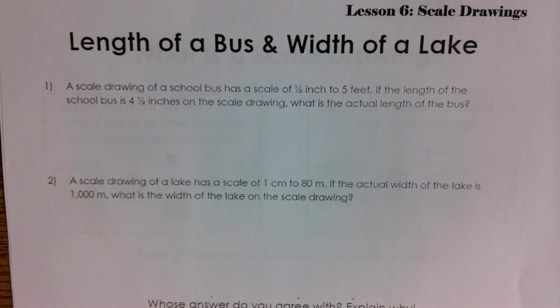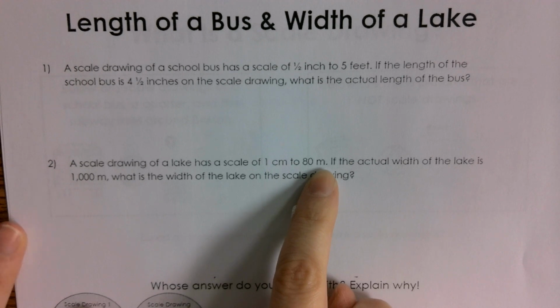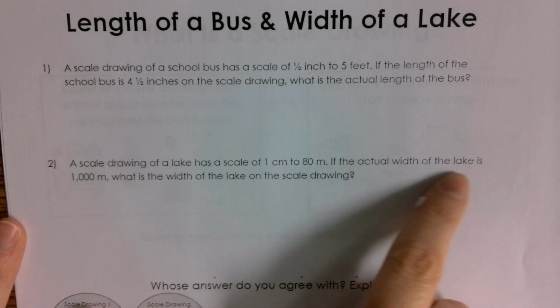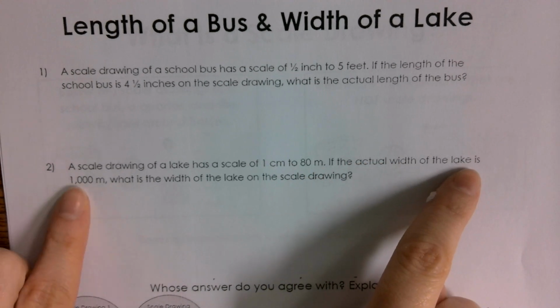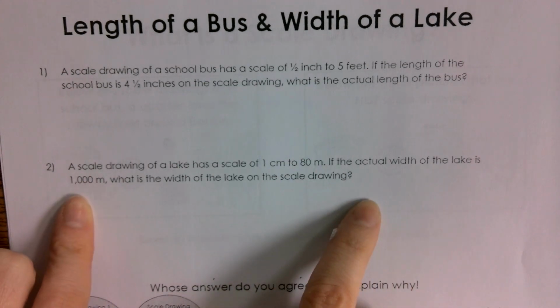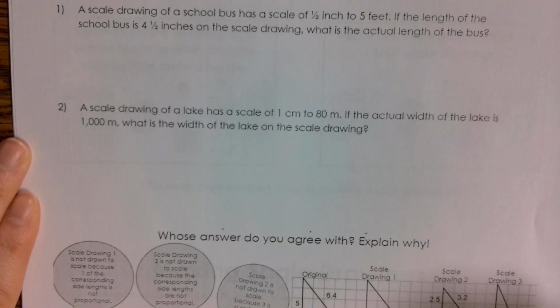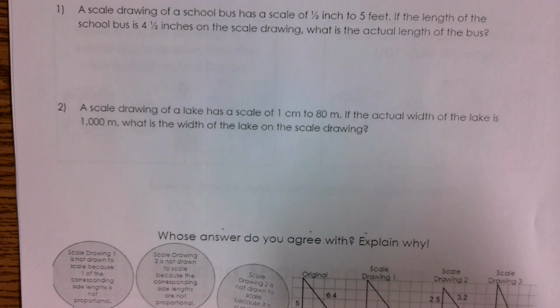You could also set it up as a proportion to solve. For problem number 2, 1 centimeter is 80 meters on a scale drawing. So if the actual width of a lake is 1,000 meters, then what is the width on the scale drawing going to be? So you're going to be working backwards this time instead of going forward. Okay, so you're going from the actual measurement down to the scale drawing instead of scale drawing up to a measurement.